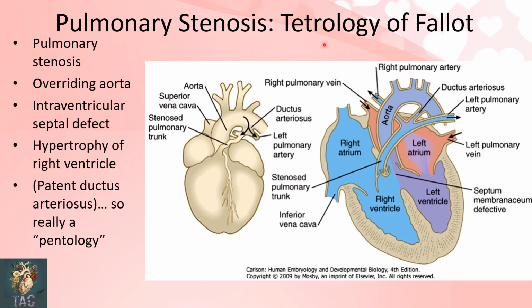So the word tetralogy is actually a misnomer, it should be pentalogy of Fallot. Actually it was written as tetralogy, so it is still known as tetralogy of Fallot, but actually there are 5 defects in this tetralogy, and these defects are pulmonary stenosis, basically pulmonary infundibulum stenosis, overriding of the aorta, interventricular septal defect in its membranous part, right ventricular hypertrophy, and patent ductus arteriosus.